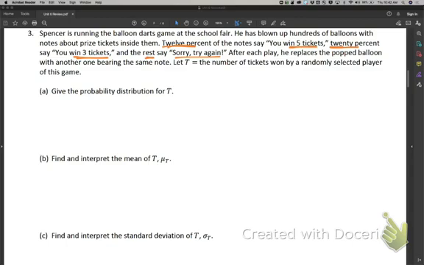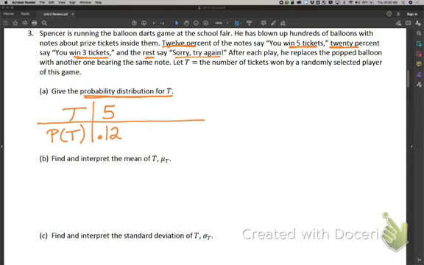After each play, he replaces the popped balloon with another one bearing the same note. Let T equal the number of tickets won by a randomly selected player of this game. Now, this one asks us to actually give the probability distribution for T. That means we have to come up with a chart ourselves. It's not too bad. So we're going to have the number of tickets, and then the probability of winning that number of tickets. The first part of this tells us that you win 5 tickets has a probability of 12%, or 0.12.